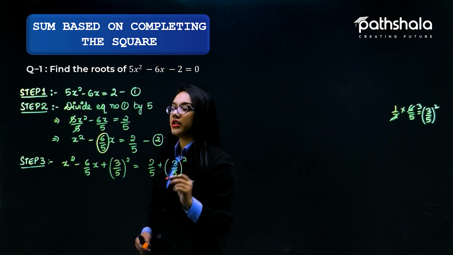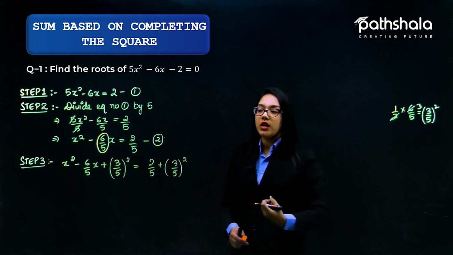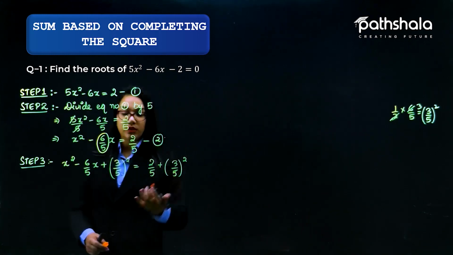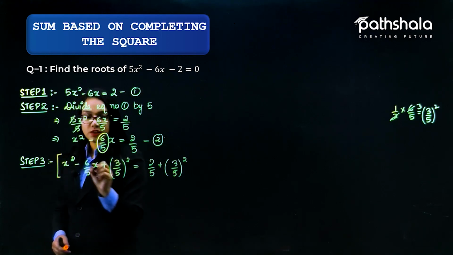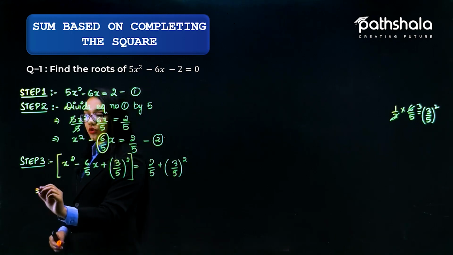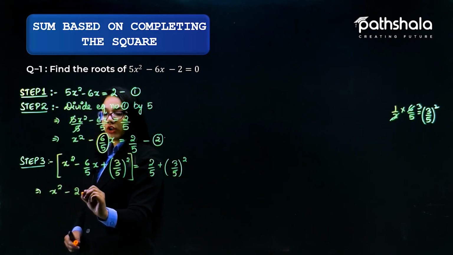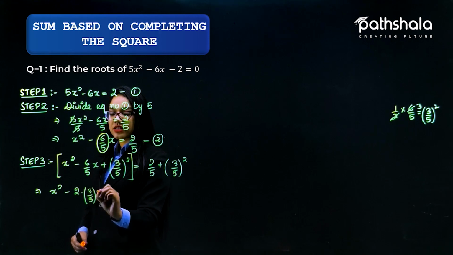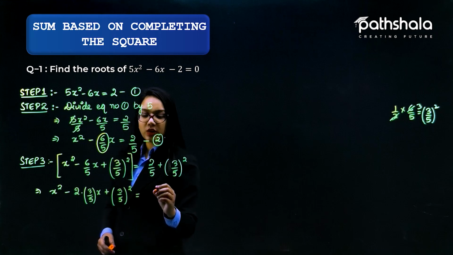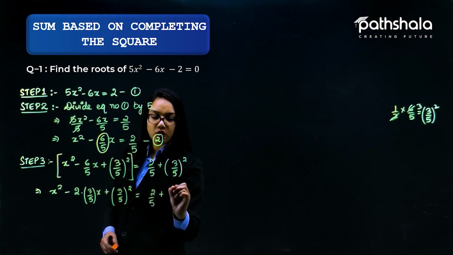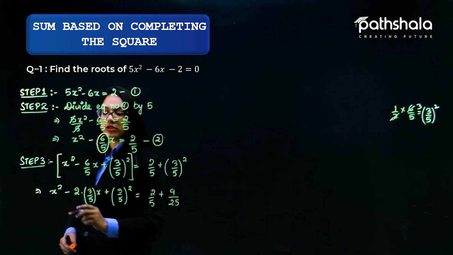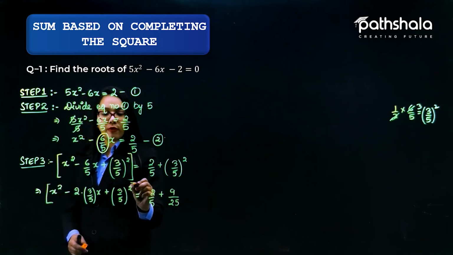So this is nothing but step number 3. x square minus 6 by 5x plus (3 by 5) whole square is equal to this. Now just look for this particular formation. As you can see, we can write it in the form x square minus 2 into 3 by 5 of x plus (3 by 5) whole square, which is equal to 2 by 5 plus 9 by 25.